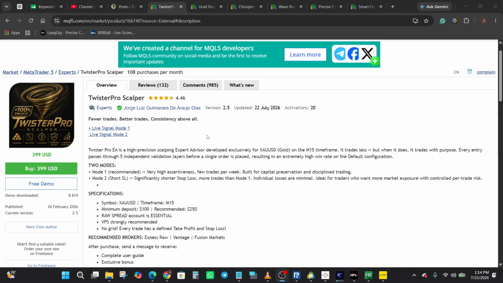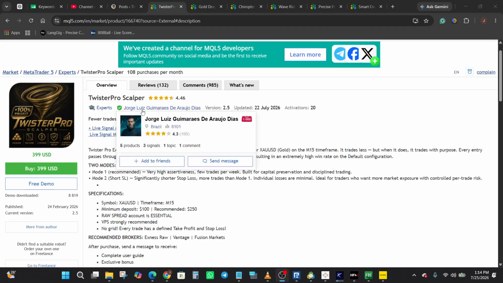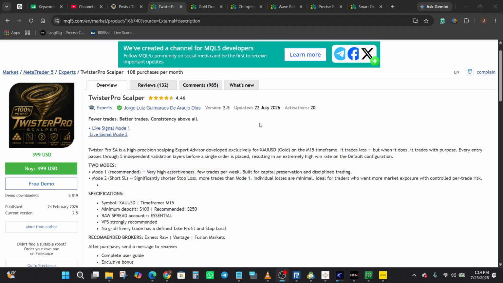All right, so platform confirmation first. This is TwisterPro Scalper EA for MT5. So we are strictly in MetaTrader 5 here. Let us scroll through the marketplace page from the top. It is built by Jorge Luis Guimares de Araujo Diaz, currently version 2.5, last updated on the 22nd of July 2026 with 20 activations available. It is priced at 399 US dollars.